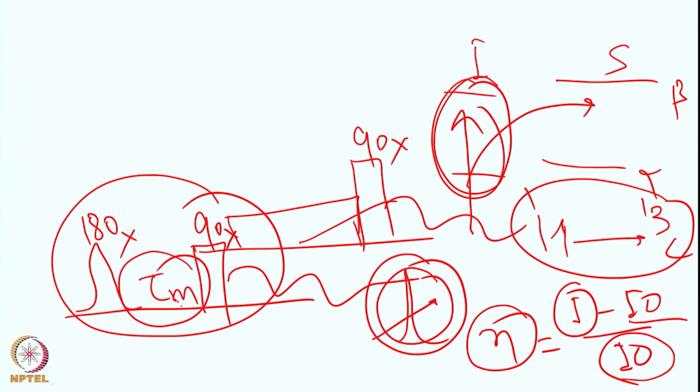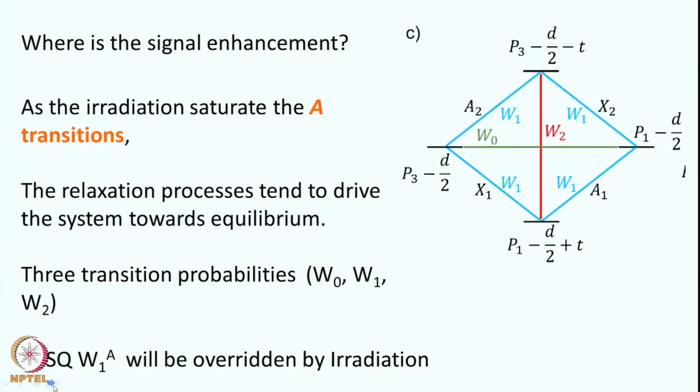We looked at all these qualitatively, and then went ahead to understand the origin of this NOE effect. I left you with a question: by doing that treatment of the population difference, where is the NOE effect coming from? So, we will continue from that state.